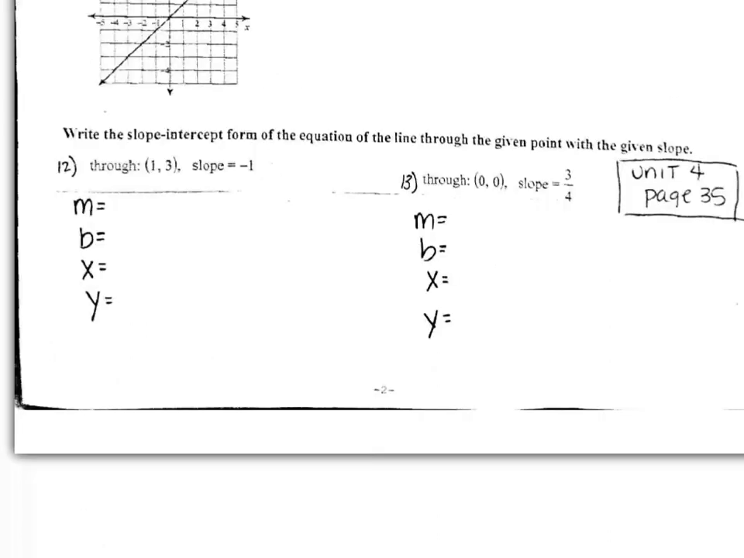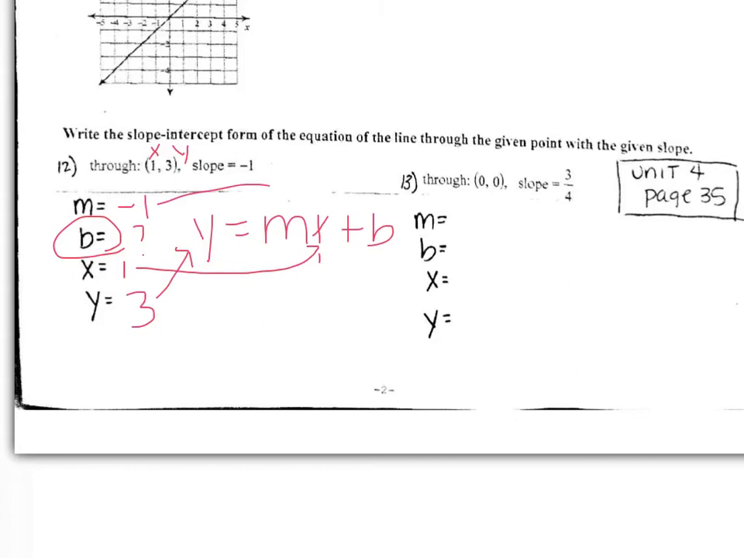Now these are typically the harder problems. It's where you're given a point and the slope. Remember how we label our m, b, x, and y. Your m is your slope. Your x and your y come from the point that was given to you. And so you would label those here. Your m would be -1. Your x would be 1. Your y would be 3. And then we find our b, which is our unknown, by plugging it into y equals mx plus b. So we plug our y in for the y, plug in our x for the x, and our m for the m, and that way we can solve for b.